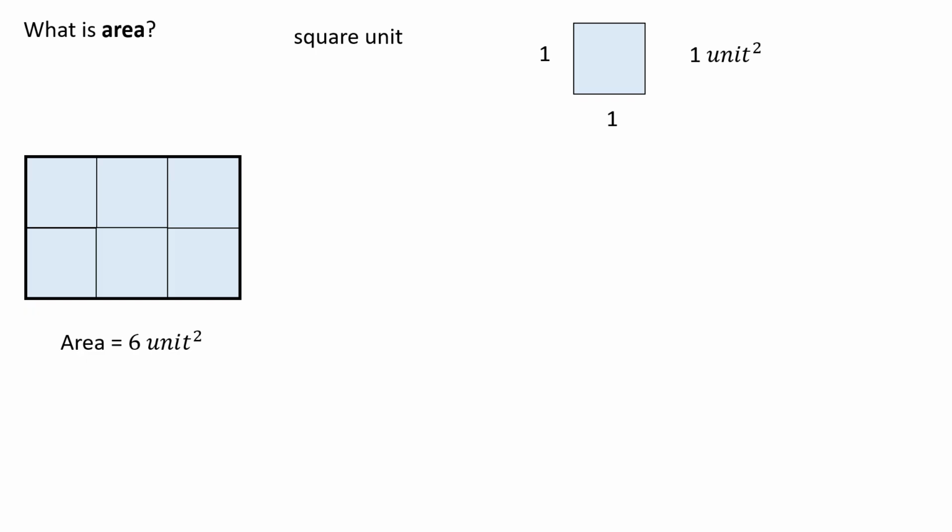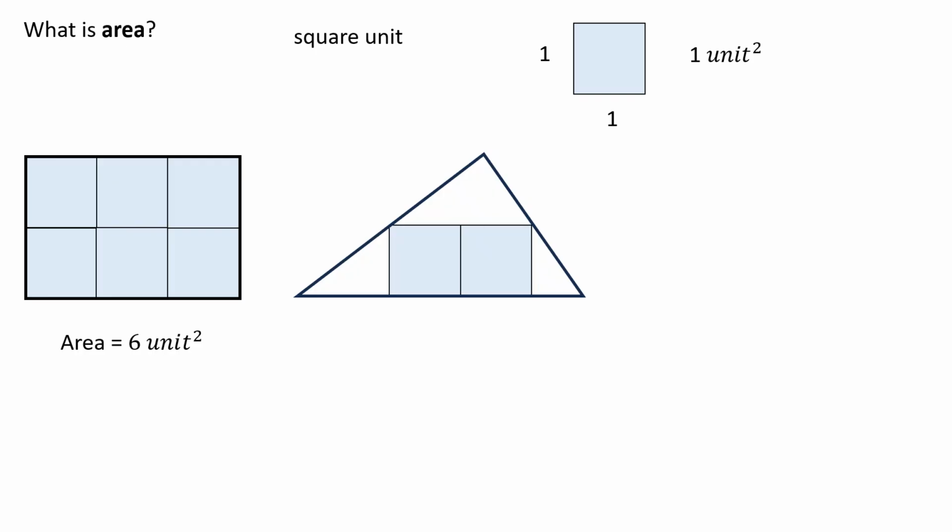But the square units don't have to fit perfectly. This triangle also has an area. Now physically, I can only fit 2 square units into this triangle without going past the edges. But it turns out it has an area of 4 square units because of all this additional pink area that you see here. How do you find the area of a triangle? That's for a later lesson.